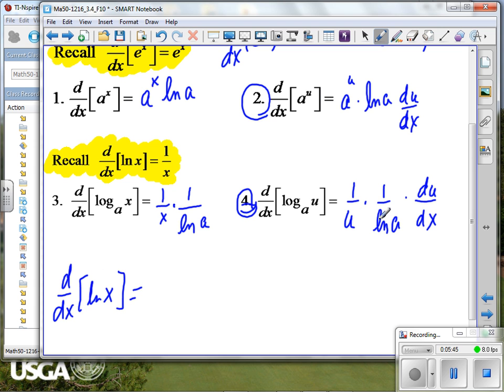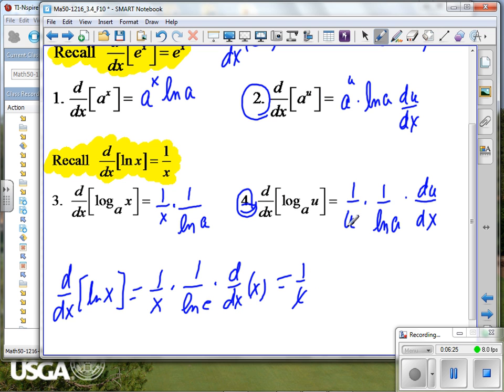If I apply this rule, let's see, it's 1 divided by the quantity, so 1 divided by x, times 1 divided by the natural log of the base. What's the base over here? E. Okay. Times the derivative of the quantity, so the derivative with respect to x of x. Again, the natural log of e is simply, we just did it, 1. Okay, so this is 1 divided by x times 1. What's the derivative of x with respect to itself? 1. Okay, so I'm back to 1 divided by x.